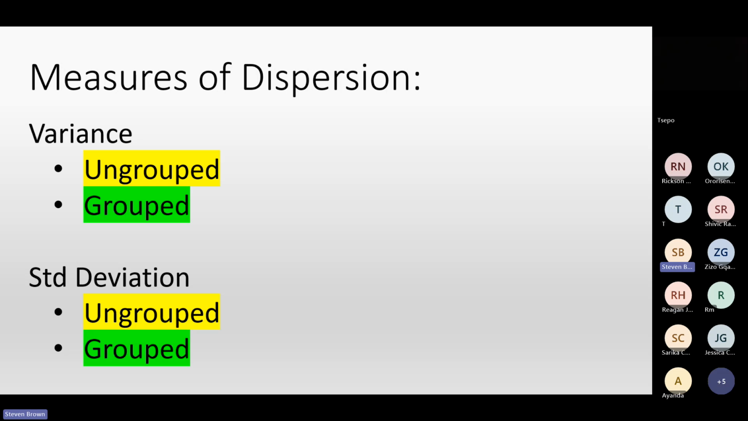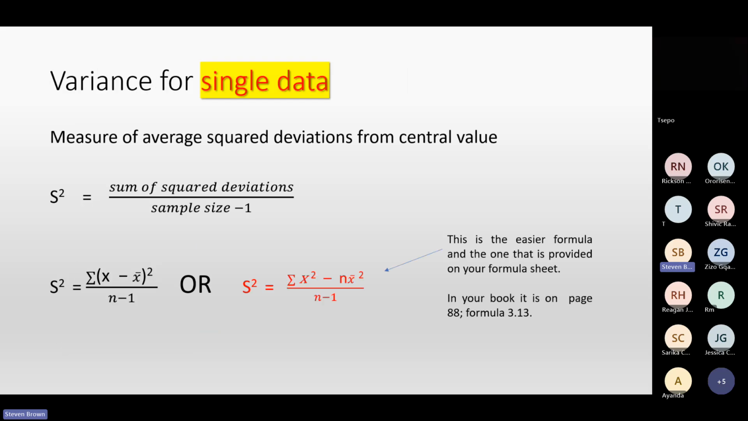Okay, so let's start with a question 3 calculation. First of all, students, there are 2 ways of calculating it for single data, question 3. But I'm asking you, please, to use the one they give you in the formula sheet. I don't think they even give you that. Well, if they do, it doesn't matter. You go this one, okay? This is by far the easiest one to use. And I'm going to show you, and I'm going to deconstruct it for you. If you want to go back and check in your book, go to page 88, formula 3.13. Okay, so let's move on and see how we do this.